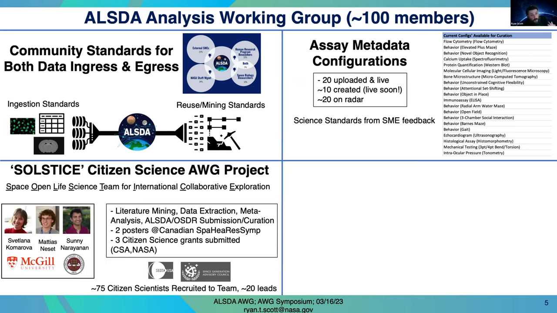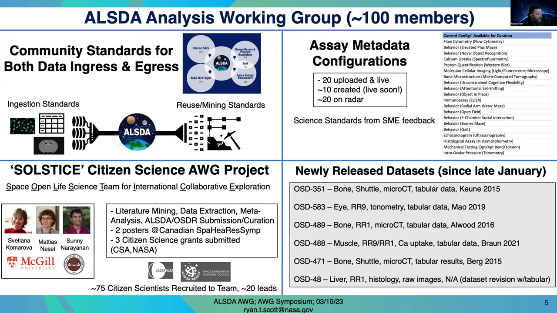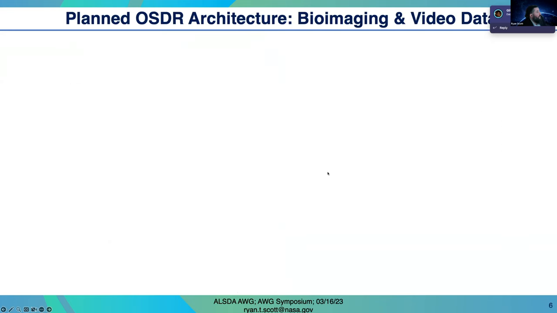A really great spin-off activity that Matthias just presented on a little while ago is the Solstice Citizen Science Project, which presented a poster at HRP IWS, as well as two posters at the recent Canadian Space Health Research Symposium, as well as three grants that have been submitted to NASA and the Canadian Space Agency to make that citizen science project more official. And of note, here are several current data sets that are now live on OSDR that came through this pipeline of curation and data collection, which was connected to the ALSDA AWG.